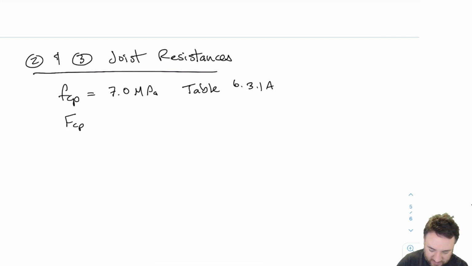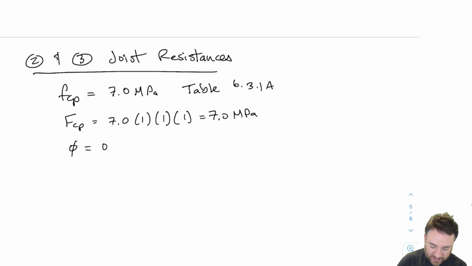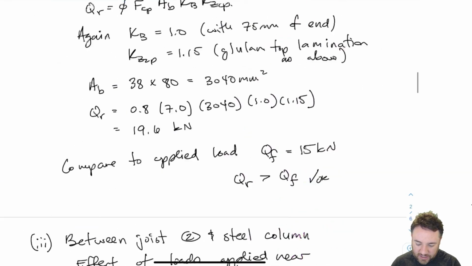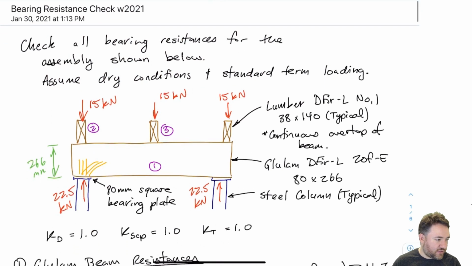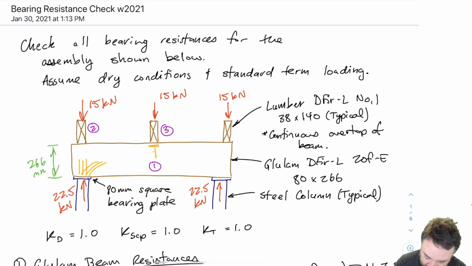And so our capital FCP, just like before, KD and KSCP and KT are still 1. So we're dealing with the same conditions. So our capital FCP is the same as our small FCP, and our phi is still 0.8. Okay, so now we can check our effect of all applied loads. And the nice thing here is you'll notice that I combined 2 and 3 joint resistances because these are actually the same bearing surface.